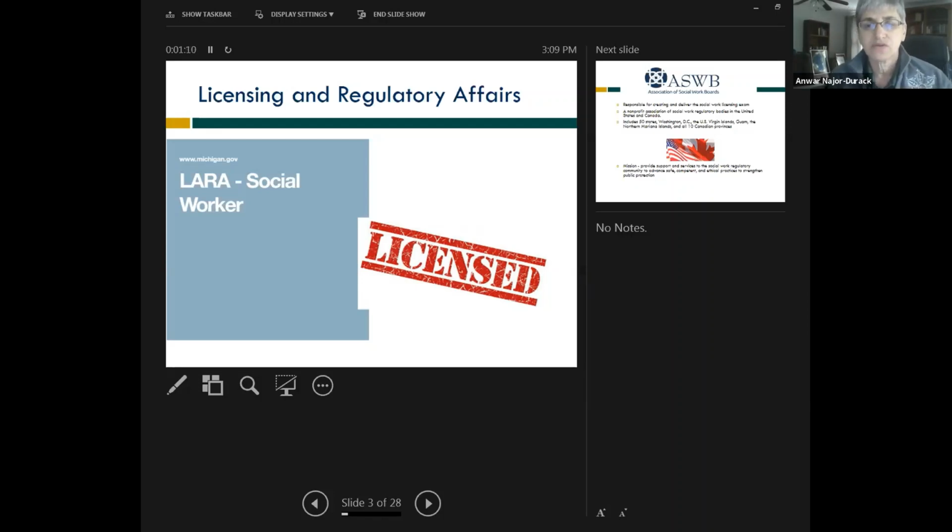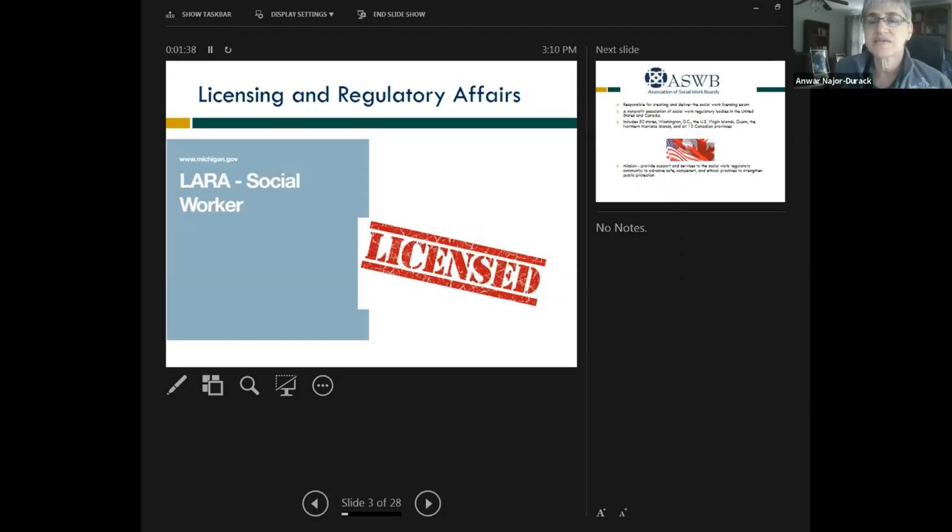You would be able to have the ASWB send your exam pass rate to that jurisdiction, but you would have to fill out the application process in the jurisdiction where you're going to be applying and meet their guidelines and fees and things like that. The Michigan Licensing Board, Licensing and Regulatory Affairs, is the bureau at the state of Michigan where you would be submitting your application if you wanted to be licensed in the state of Michigan.